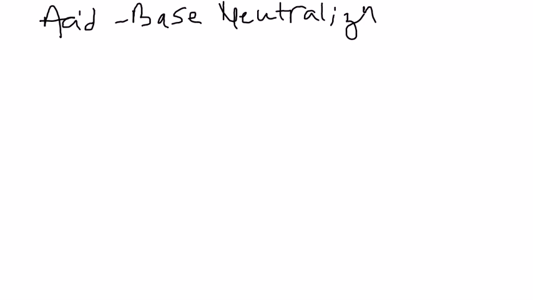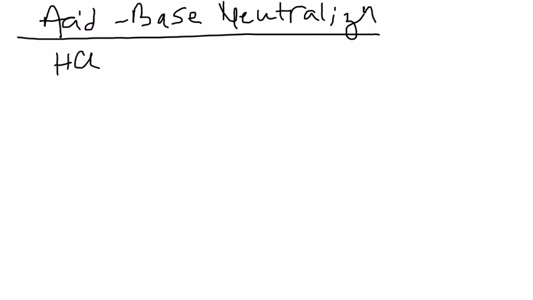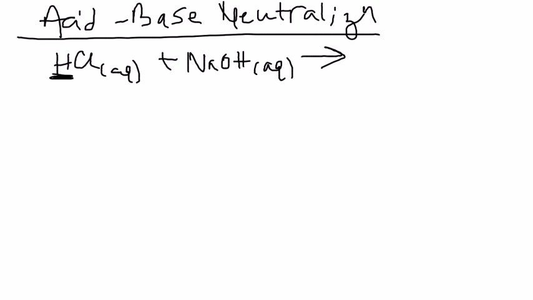Realize this is also a type of double replacement reaction, in the sense that if you have, let's say, HCl, which is a strong acid. The reason why I'm calling it a strong acid is because it gives up protons when it is present in solution. So anything that will give protons in solution will be called an acid. And anything that will give up OH negative will be called a base.